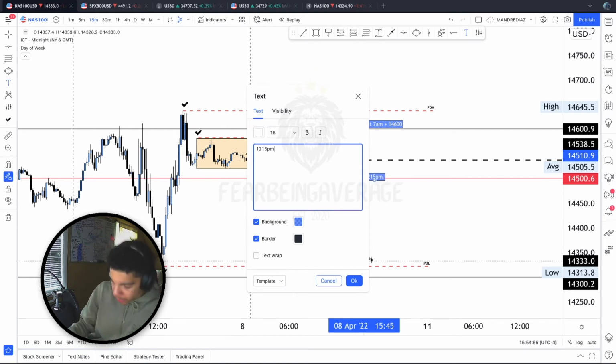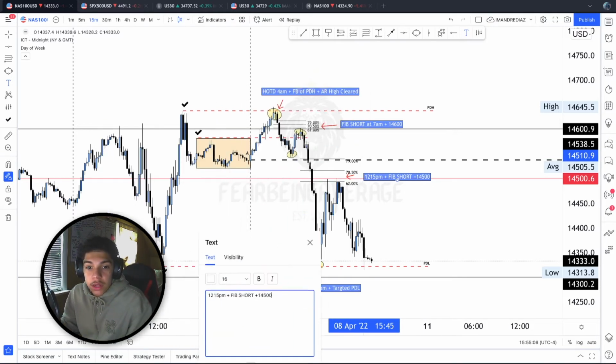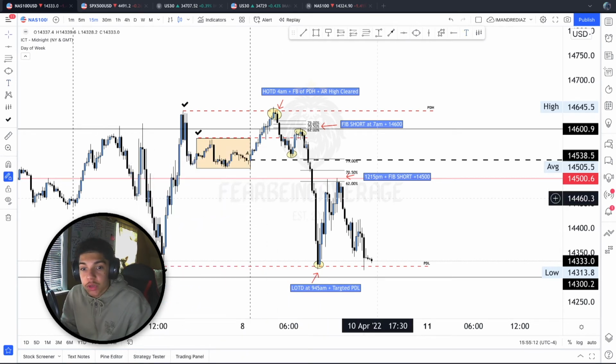So at 12:15 p.m. we got the fib short at 14,500 big figure level. Can't see my keyboard. At 14,500 big figure level. And what else do we have? We had the fib, big figure level, and that's really the only confirmations we had in right here.